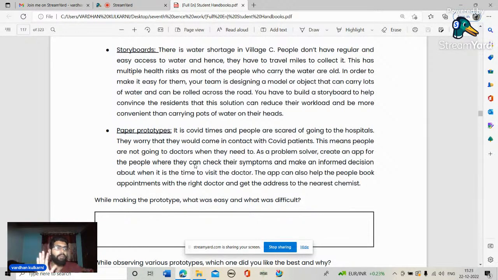You see pamphlets, right, when you visit some kind of exhibition. So that's our paper prototypes. It gives you an idea of how the solutions would help solve the problems.